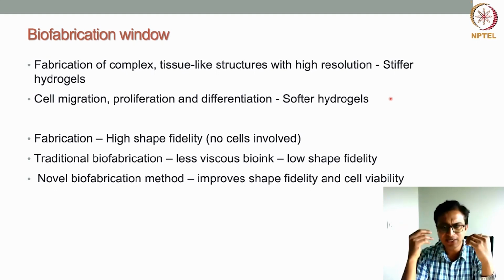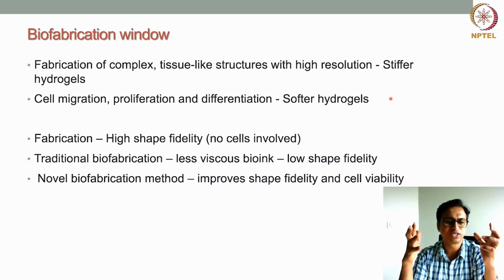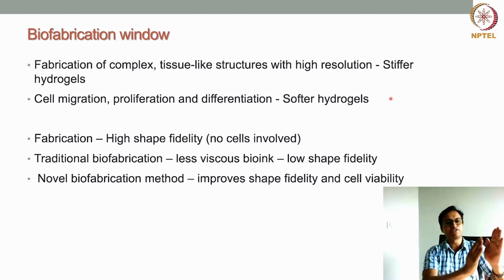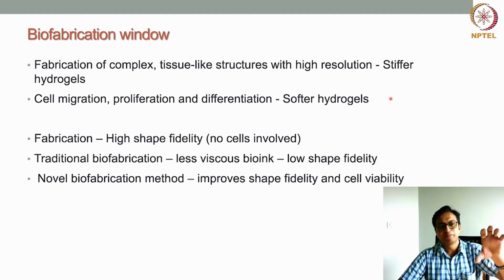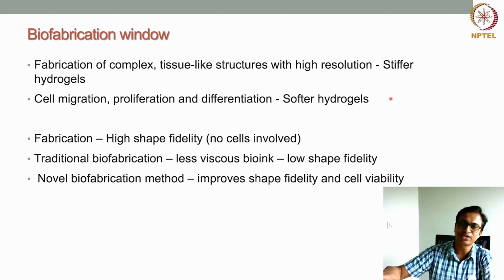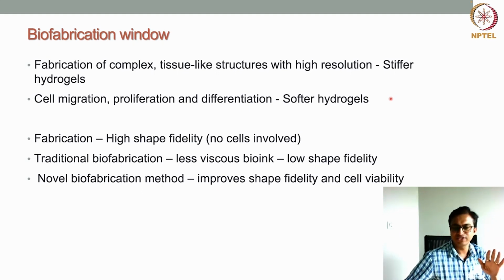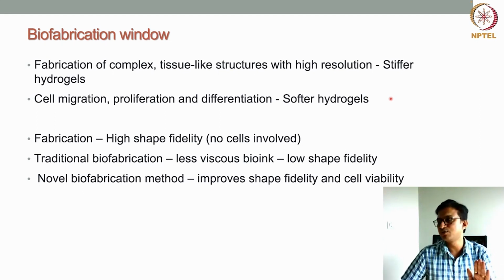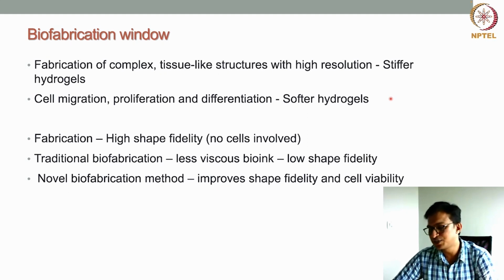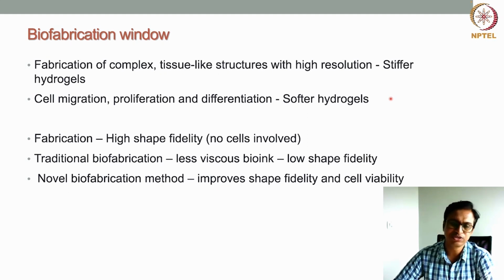Typically for any fabrication, high shape fidelity is important. When there are no cells involved, high shape fidelity is possible. But for cell culture, the cells need a very water-like environment, and with a water-like environment the shape fidelity is very low. The printing fidelity will be very low. We cannot make a 3D structure with a water-like viscous material. That's why in traditional biofabrication approaches, where we use a less viscous bioink, that leads to low shape fidelity but good cell viability, right?